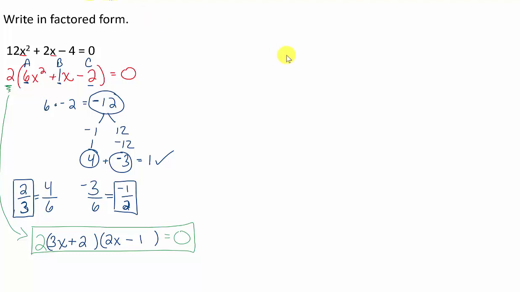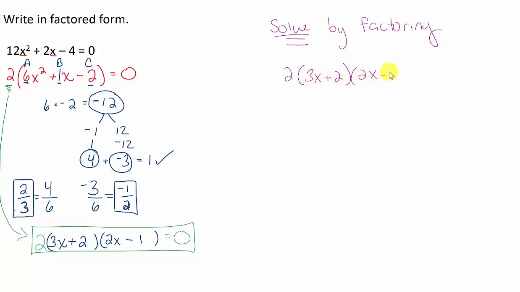Now, I do want to show you one other thing, because sometimes you will see questions that say solve by factoring. So you've got to pay really close attention to the directions. If we were going to solve by factoring, we couldn't stop here. We would take what we have here, which is this, and in order to solve, all you have to do is take each factor. So this one, 3x plus 2, and set it equal to 0. And this one, 2x minus 1, and set it equal to 0, and then solve.